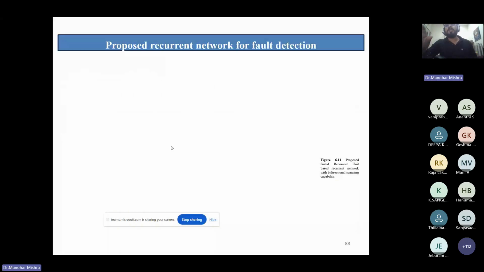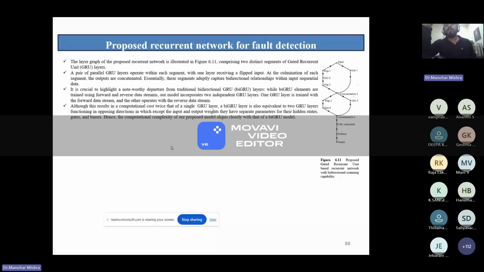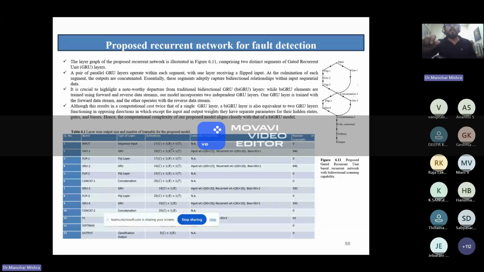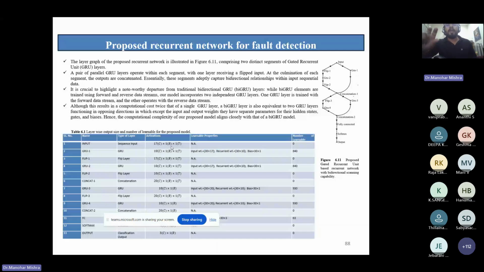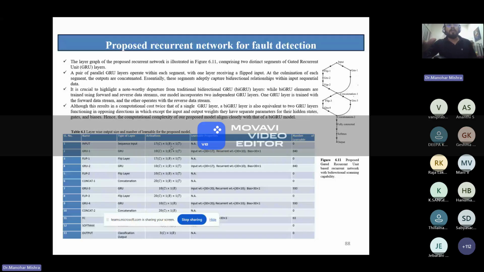This is the proposed GRU unit that we use. These are the different layers. That is the input. After that, one flip layer we have used, then the GRU unit, then flip, then concatenate. We concatenate both of these. Then GRU3, then flip, then GRU4, like this, then the softmax layer. And these are the different activation functions and the filter parameters.